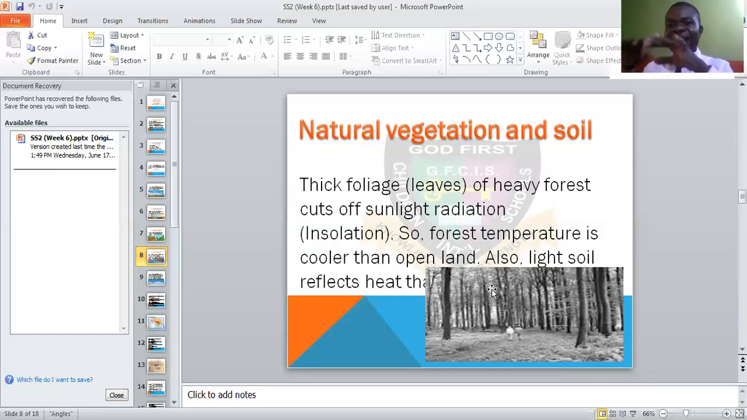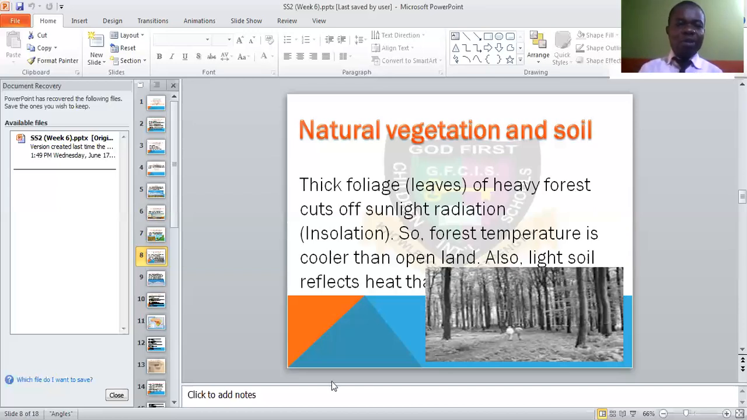That is one thing. Then light soil reflects heat, that is, throws it back, more than the darker one. The darker one absorbs the heat, and so it does not really make the people around there feel much heat. Like the sandy soil, once the heat touches it, it throws it back. And so when you stay within that area, the soil will give you more heat. That is what we mean by natural vegetation and soil.